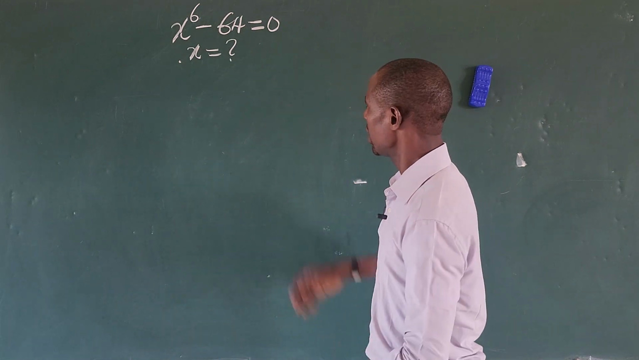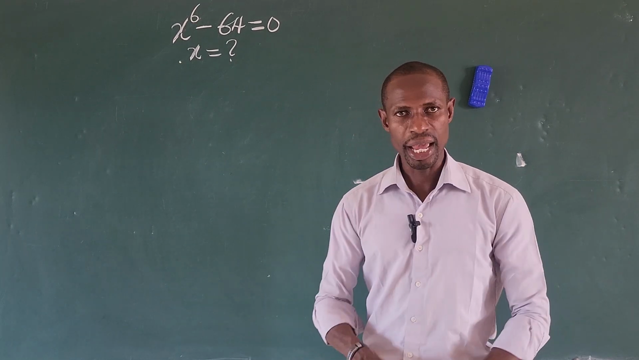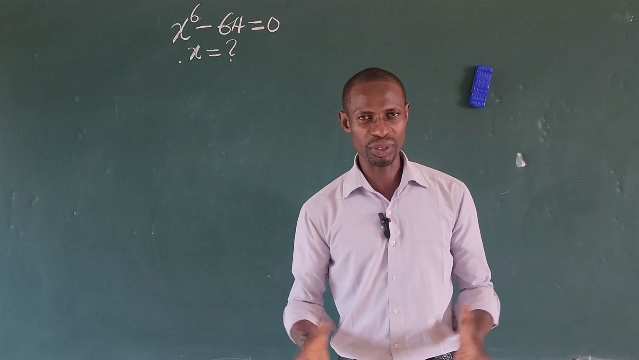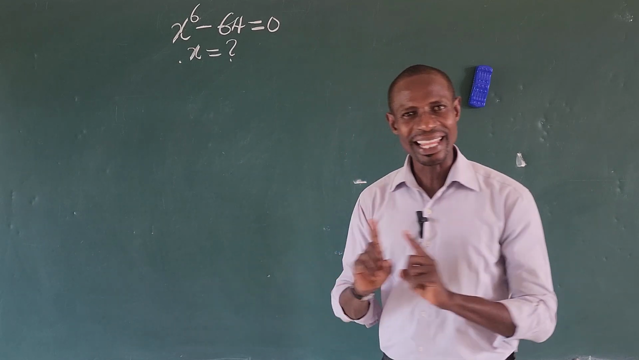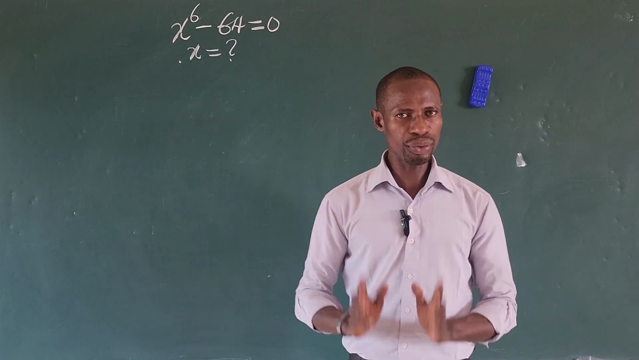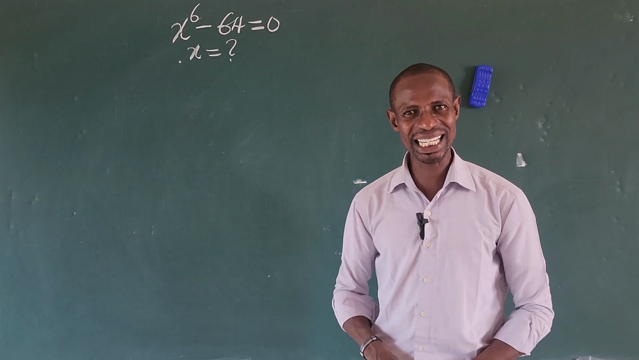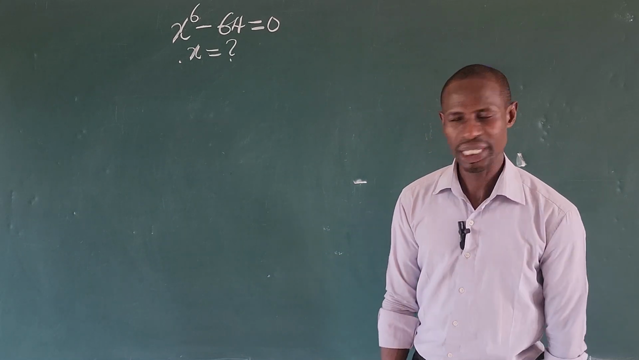Today we have this exponential equation before us here. It's a nice one. Here we have x to the power of 6 minus 64 equal to 0. What is the value of x here? So the power suggests the number of solutions or roots we have to solve for. So seeing what is on the board, we have to solve for 6 roots for this math challenge here. So let's go on this journey.